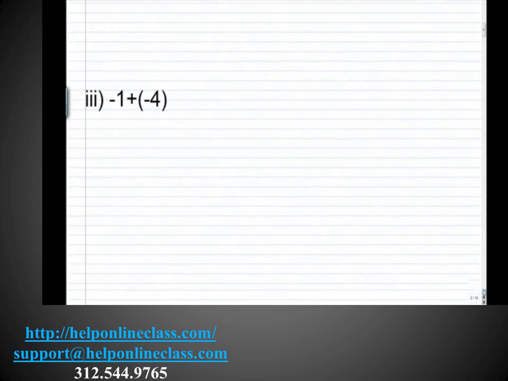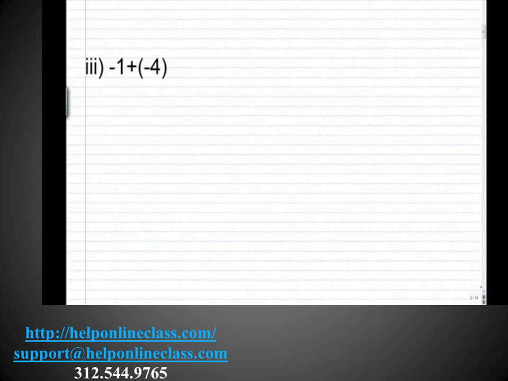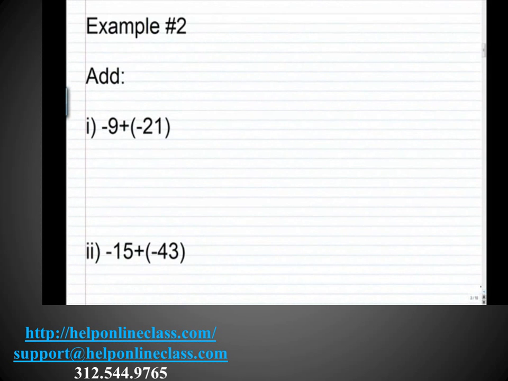Now let's look at part 3. And we have negative 1 plus negative 4. Again, I'm going to ignore the signs. And I'm just going to do 1 plus 4, that gives me 5. And then I want to attach the common sign to the answer. The common sign is negative, so I end up with negative 5. Alright, let's look at one more example, and then we will move on to something else.